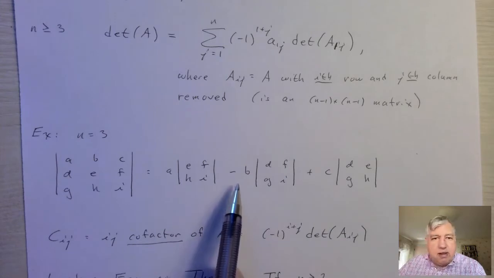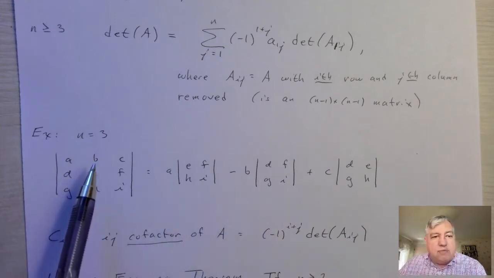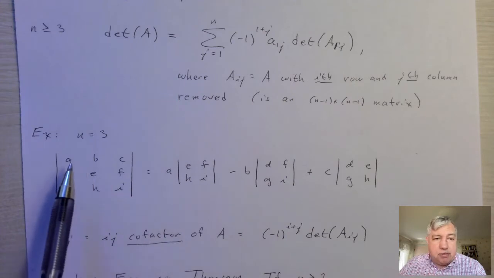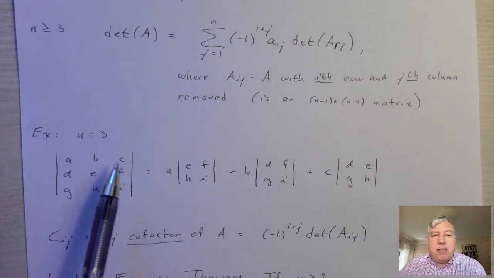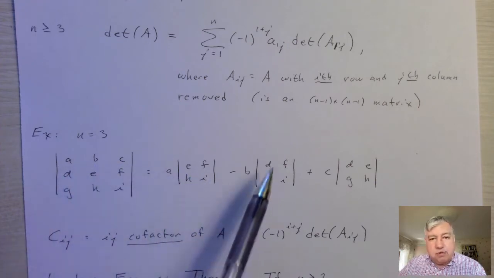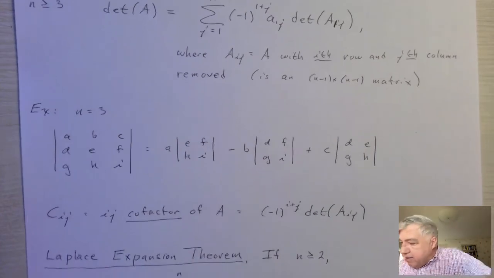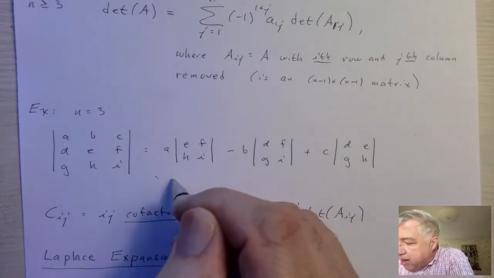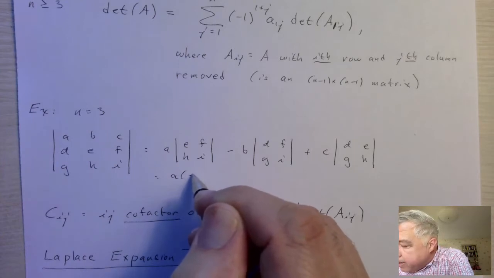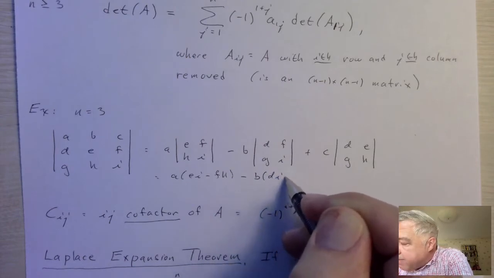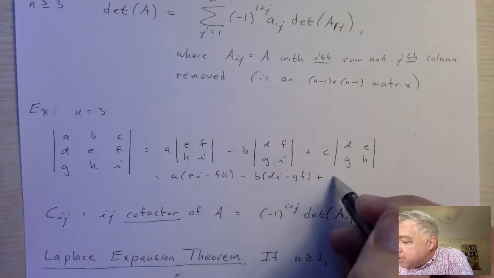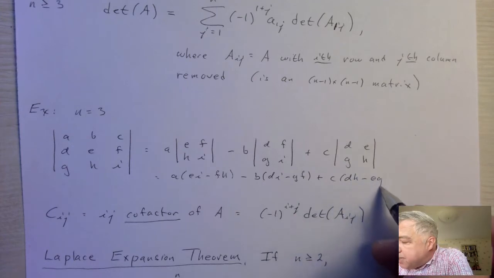And the minus sign here comes from the fact that b is in the first row, second column. So 1 plus 2 is 3, which is odd, so -1 to the third power is -1. Whereas here this was the 1,1 entry, and there this was the 1,3 entry, and when you add the indices you get even. So that's why you have this. And then, if you wanted to, you could multiply this out. This would be a times (ei minus fh), minus b times (di minus gf), plus c times (dh minus eg).